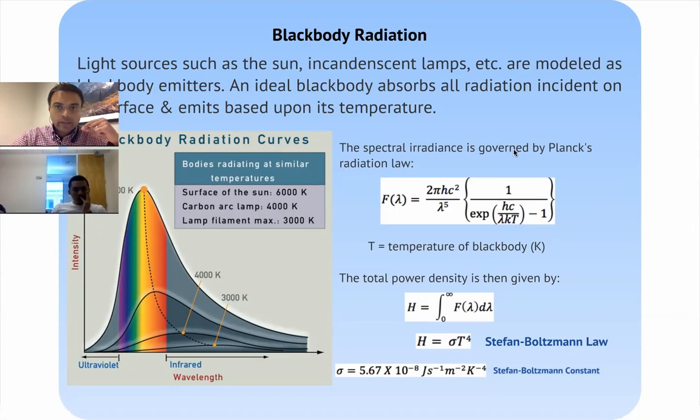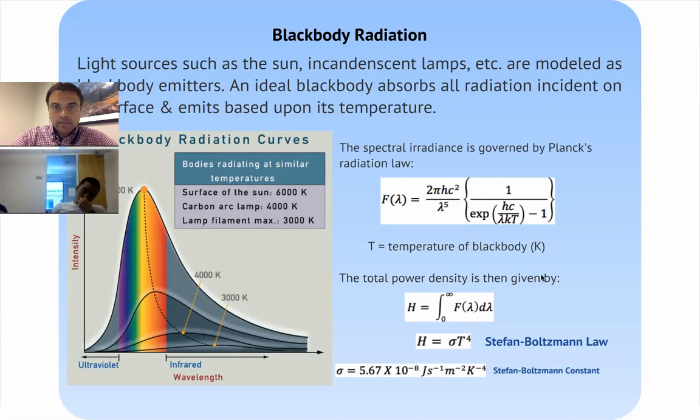The spectral irradiance of a blackbody is governed by Planck's radiation law. Again, you don't need to memorize this, but that's what it is. Essentially, the spectral irradiance, the power density per unit wavelength, is given by this equation. Of course, it depends on the temperature shown here. T is the temperature of the blackbody. That's the most important thing here, and the wavelength. But we'll come back to that.